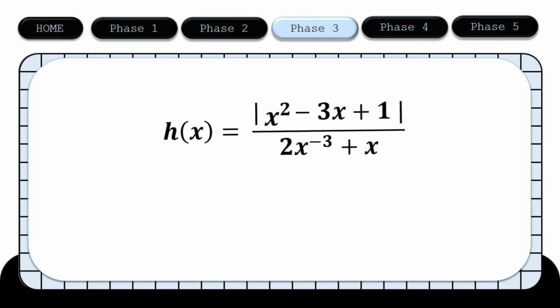Next, h of x is equal to absolute value of x squared minus 3x plus 1 all over 2x raised to negative 3 plus x.